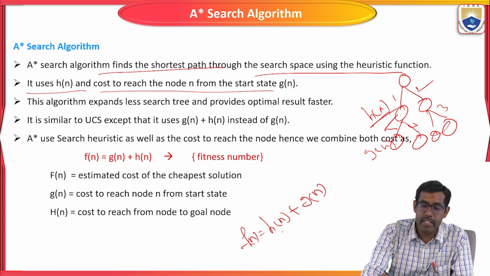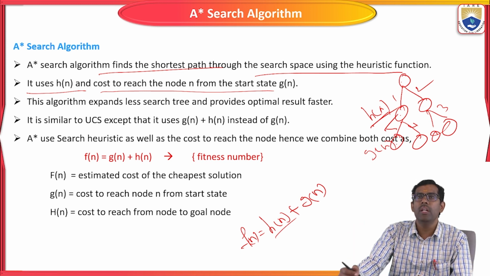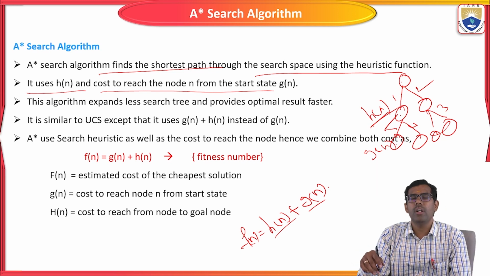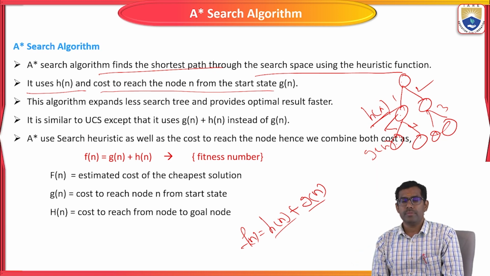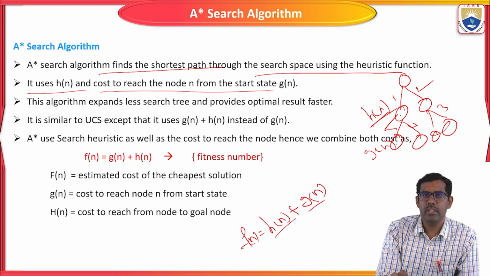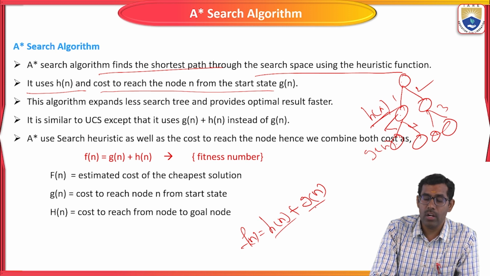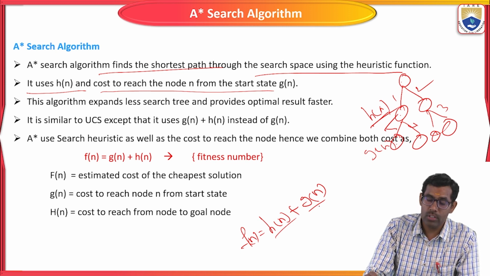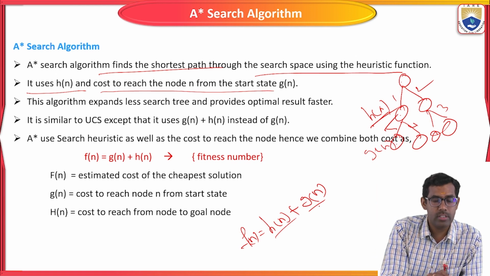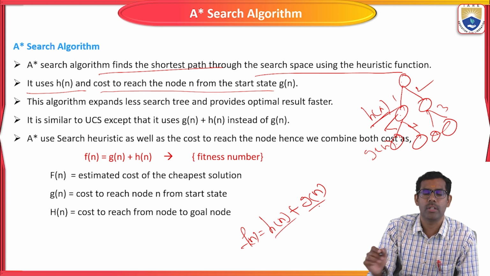The h of n is nothing but the heuristic function, the given heuristic function based on your tree. And g of n is the cost from your starting node, the starting state of your node. That's the value of the cost of your starting node. So that is g of n. I will tell you what h of n and g of n are. This algorithm expands a smaller search tree and provides the optimal result faster.